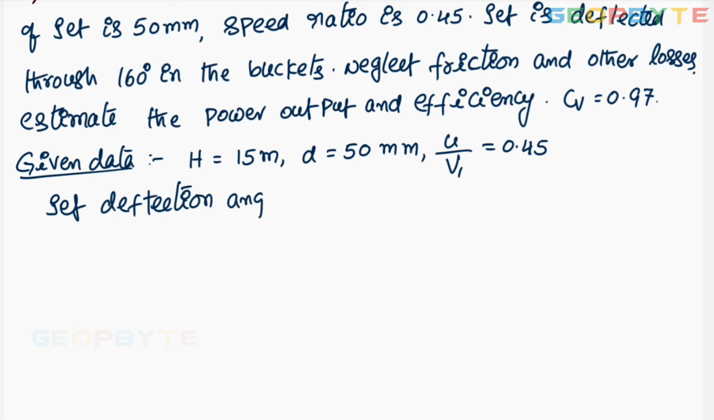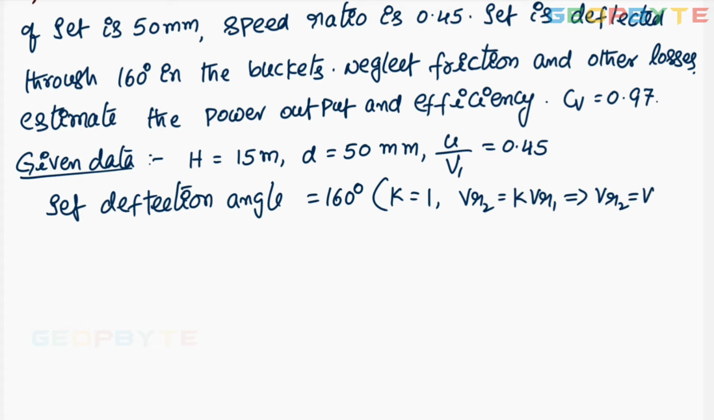Jet deflection angle equal to 160 degrees. Neglecting the friction, that means friction factor K equal to 1. It means VR2 equal to K VR1. Since K equal to 1, I can write that VR2 equal to VR1.